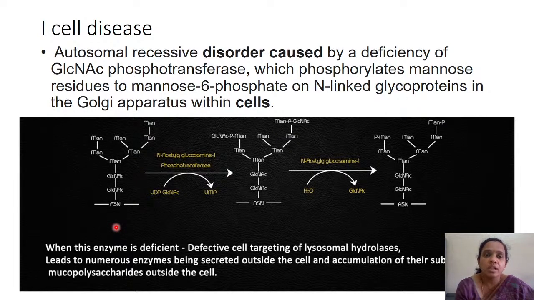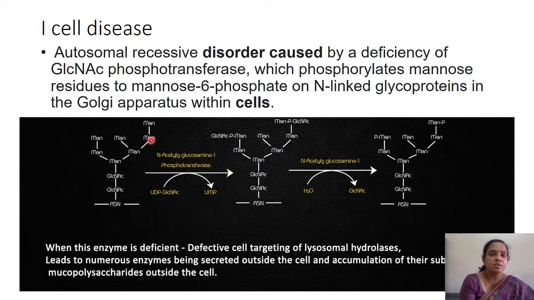This I-cell disorder is usually given in the cell topic only. When we are doing the introduction of the cell, this I-cell disorder is given. Now this is a disorder associated with a defect in the Golgi apparatus. As I told you, the Golgi apparatus is like a tailor in our cells. So what will it do? It will be transferring N-acetylglucosamine. N-acetylglucosamine-1-phosphotransferase transfers the phosphate to the mannose.